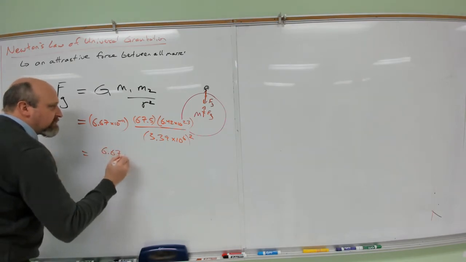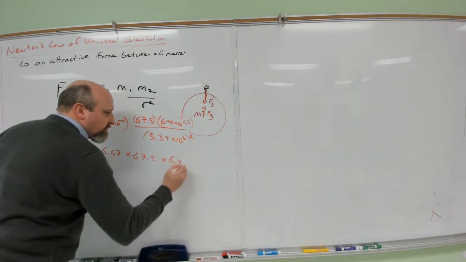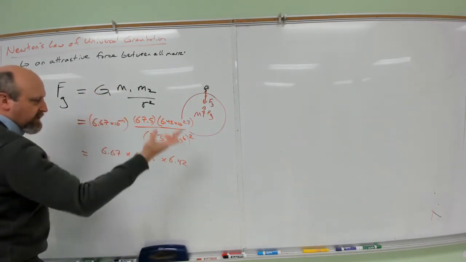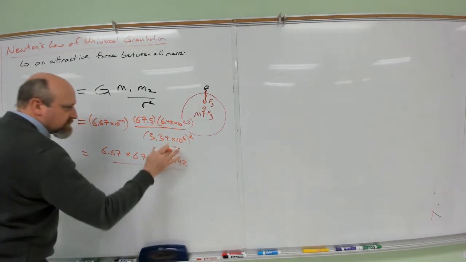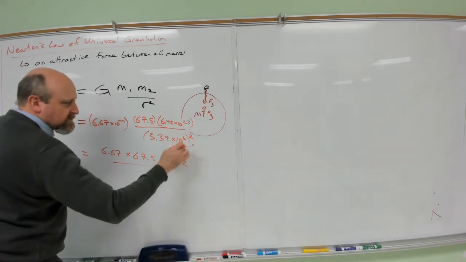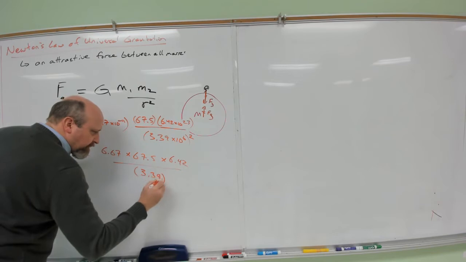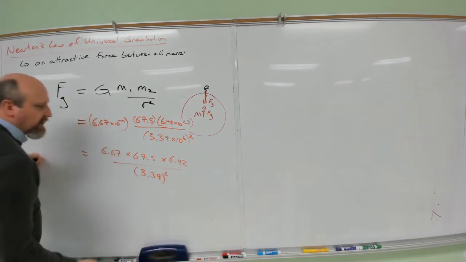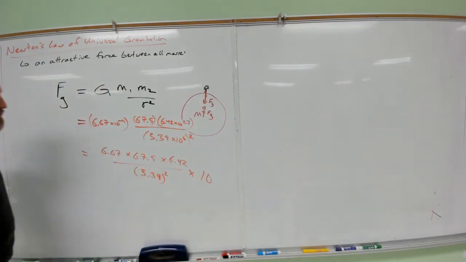I might do 6.67 times 67.5 times 6.42, because I can change the order I multiply in, it doesn't matter, right? And I'm going to do the powers of 10 off to the side. I'm going to divide this. Now, this is squared, so it's like 3.39 times 3.39 times 10 to the 6 times 10 to the 6. So I'm just going to do this part in my calculator. And the powers of 10, I can do by myself.